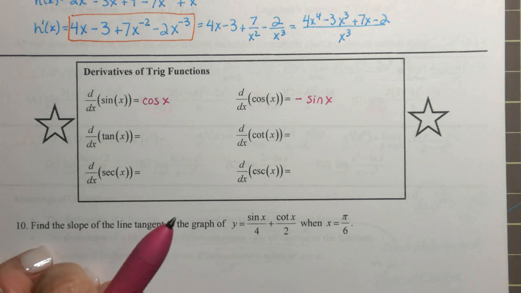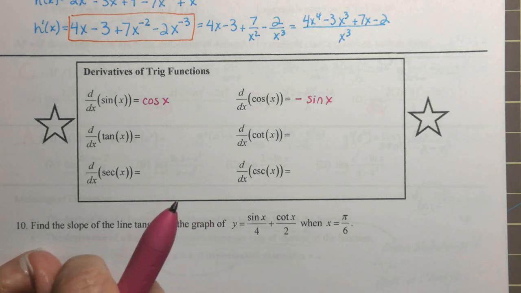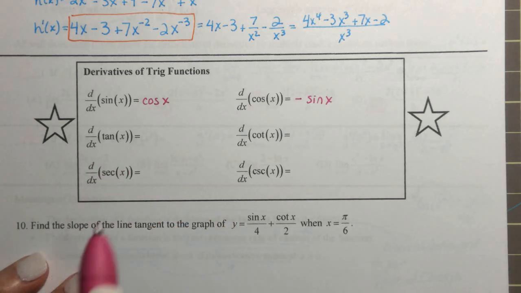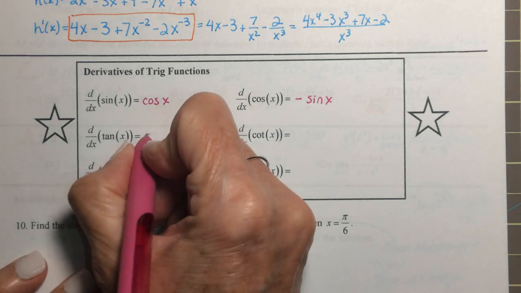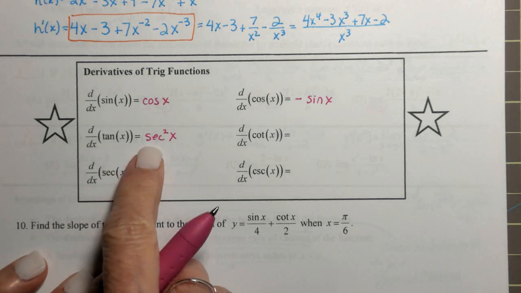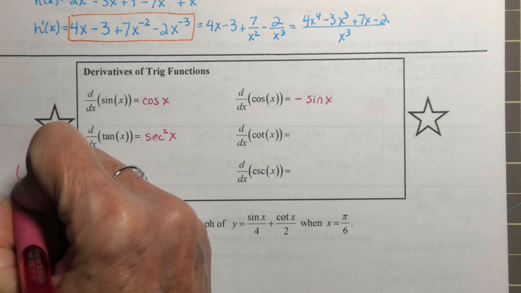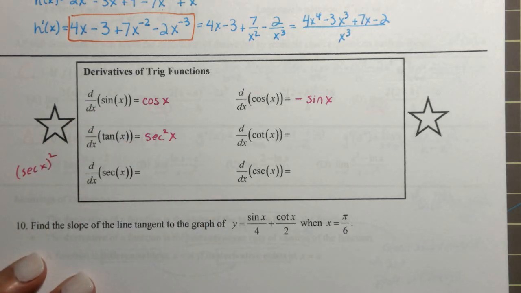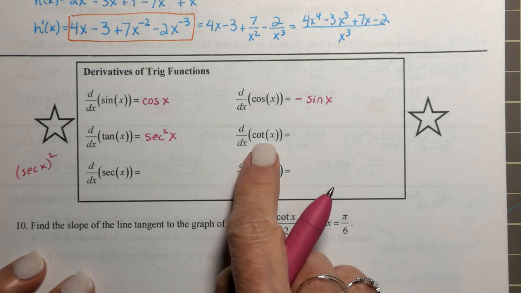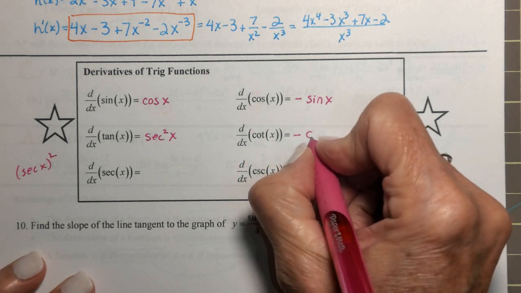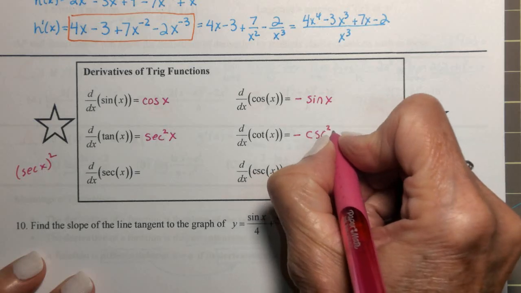Okay, derivative of tangent x. Remember, tangent loves secant. Tangent always is with secant. Tangent loves secant so much it wants two of them. So secant squared x. You can think of it like that, or if you prefer, you could think of it as secant x squared. Either way is fine. Okay? Which means the derivative of cotangent x is negative cosecant squared x.